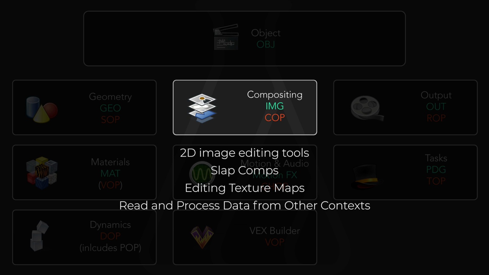An example of this would be to use COPs to convert a height field which has been created in the geometry context to a grayscale image within the compositing context, and then process this using 2D image editing tools. We can then, say, feed that resulting edited image back into the geometry context or material context to deform or shade a surface.